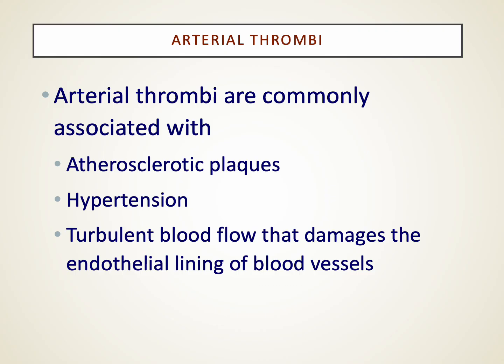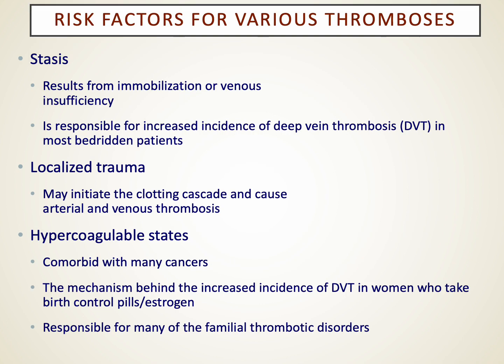So one of the things we need to consider is what the nature of a thrombotic event is. So one of the things, for example, is if a patient has a thrombus in the arterial system, typically those are associated with atherosclerotic plaques, sometimes in conjunction with a patient who has concurrent hypertension, and or has turbulent blood flow around an epithelial lining of blood vessels or maybe in the heart itself, for example.